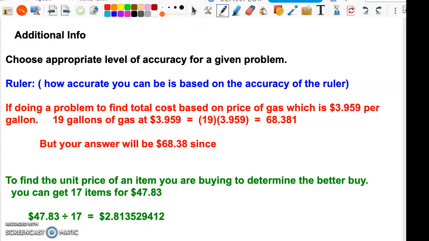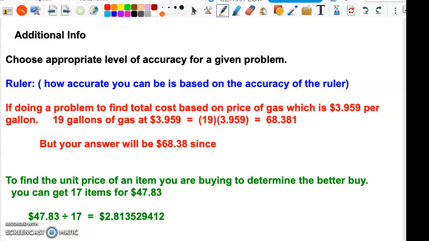All right, additional information on this lesson: choose an appropriate level of accuracy for a given problem. If you're using a ruler, how accurate you can be is based on the accuracy of the ruler. Lots of rulers go to 1/16 of an inch. So if you can get your answer in 1/16, it's going to be more accurate than if you have 1/8 or 4ths or halves, right?